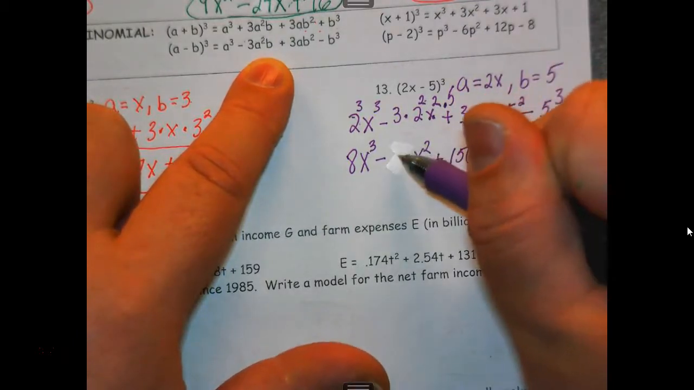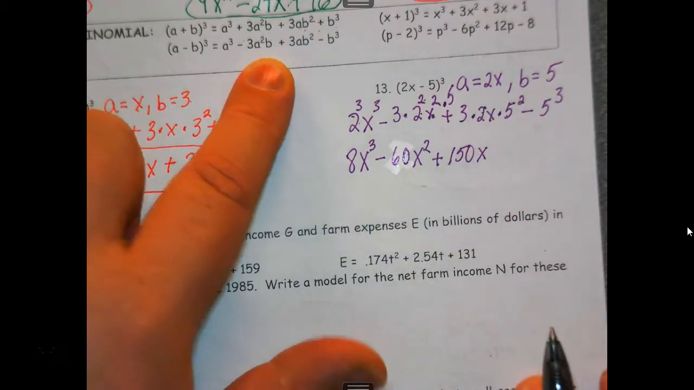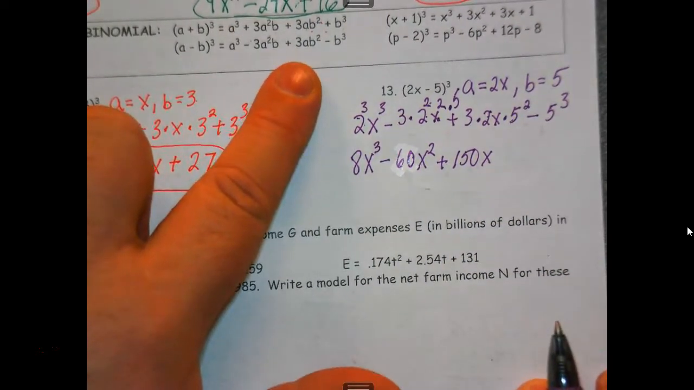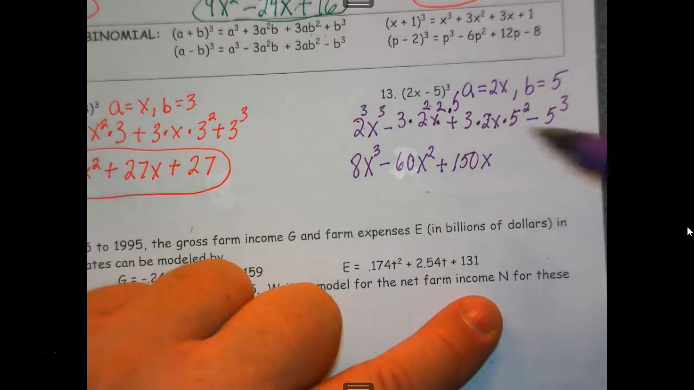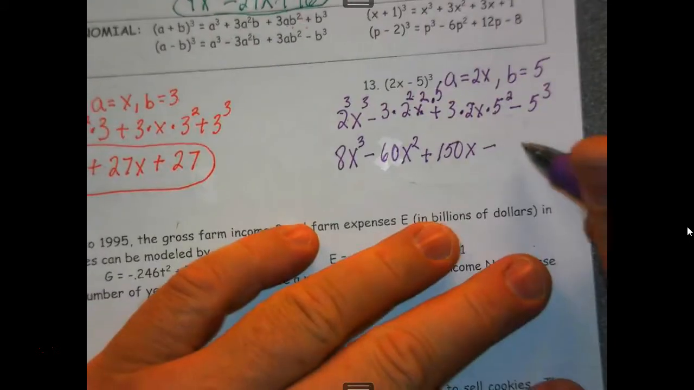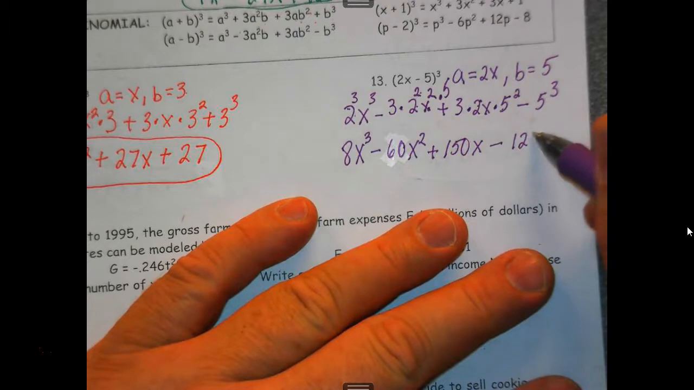So 12 times 5 is 60, right? You know, that's funny because I did the same thing in my last class. All right, and then we got a minus 5 cubed, which is 5 times 5 times 5, which is 125.